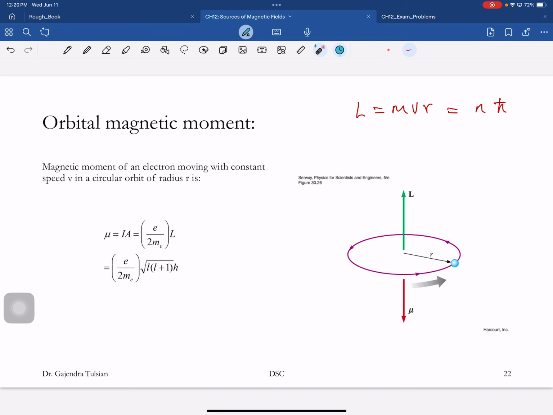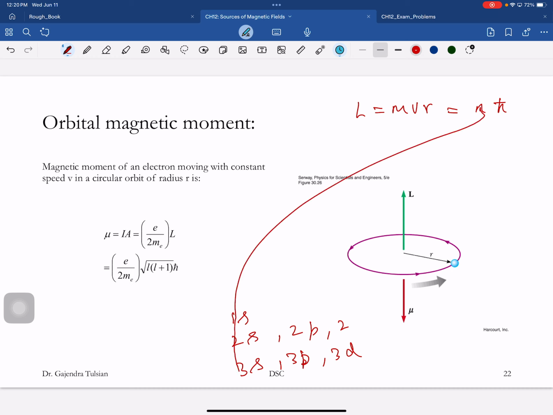Again, don't worry about all of this. In chemistry classes, when you learn that the orbitals are 1s, 2s, 3s, and so on, that n is the 1, 2, 3. So 1s, 2s, 2p, 3s, 3p, 3d orbitals. The 1, 2, and 3 are the n's. These are the L values.